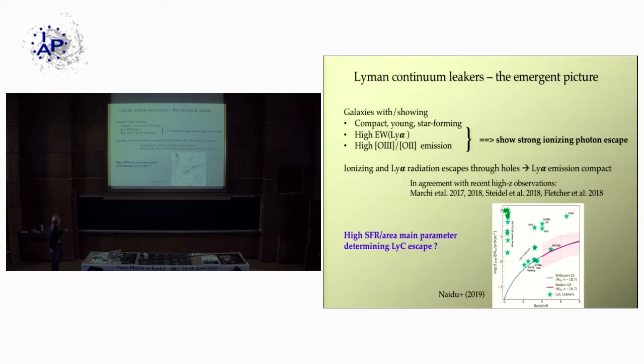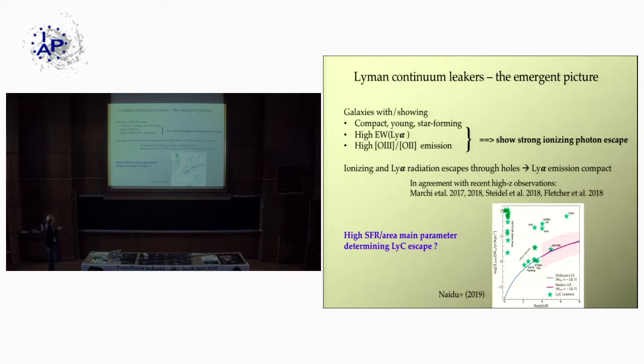Now, what do we think? Okay, now it's time to wrap up a little bit. What are the common properties of the Lyman continuum emitting galaxies? In a nutshell, to put it all together, we think that galaxies which are compact, have a young stellar population, are strongly star-forming, show a strong Lyman alpha line with peculiar profiles, and have a high O3 to O2 ratio, probably show a strong Lyman continuum escape fraction.